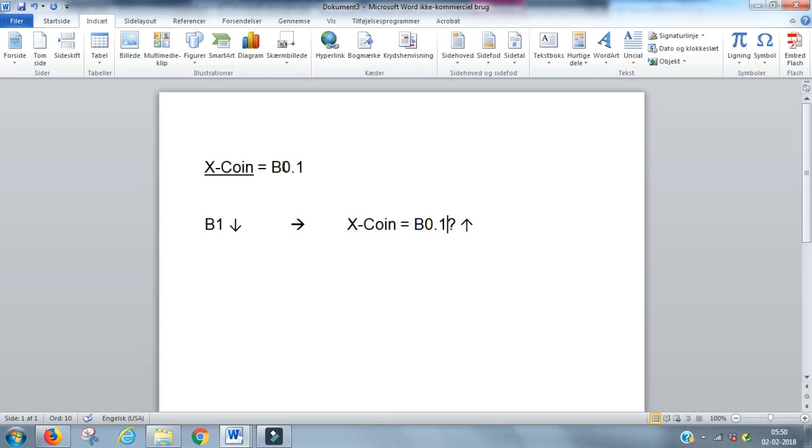So in order to equal that, to purchase the coin, you should actually need a larger amount of Bitcoin to purchase X coin. Let's see if that holds in theory.